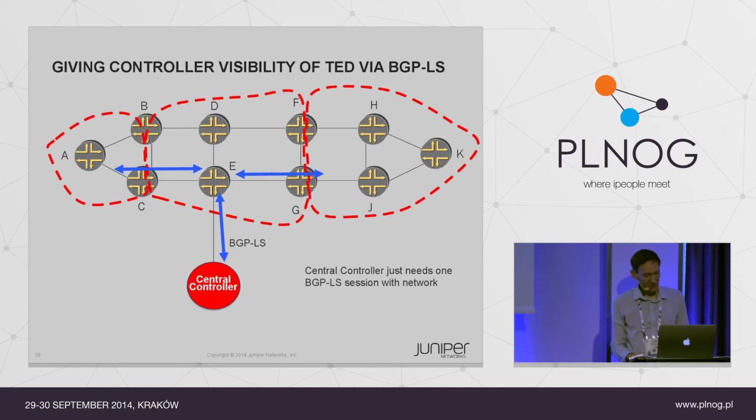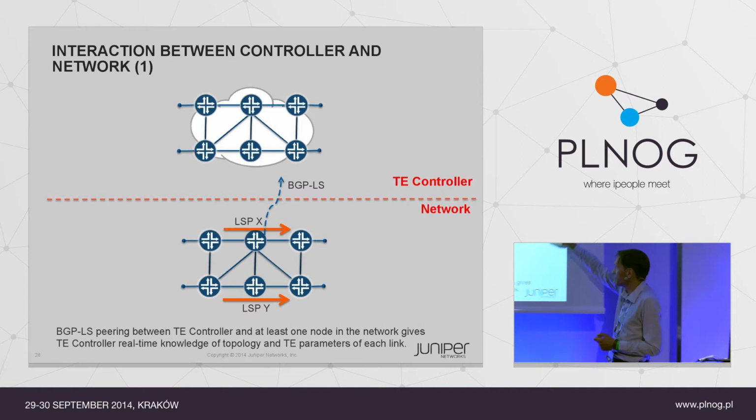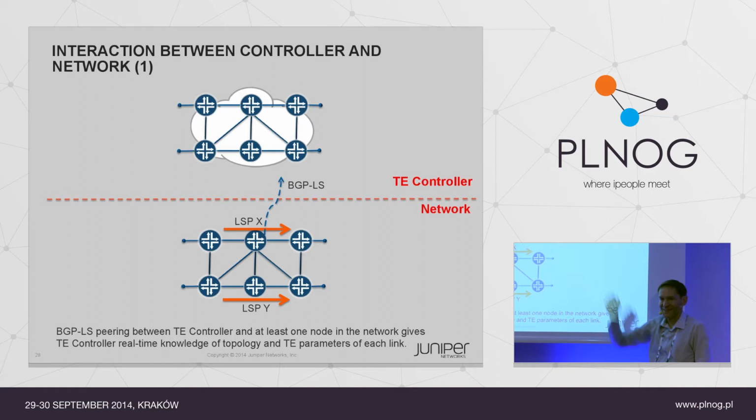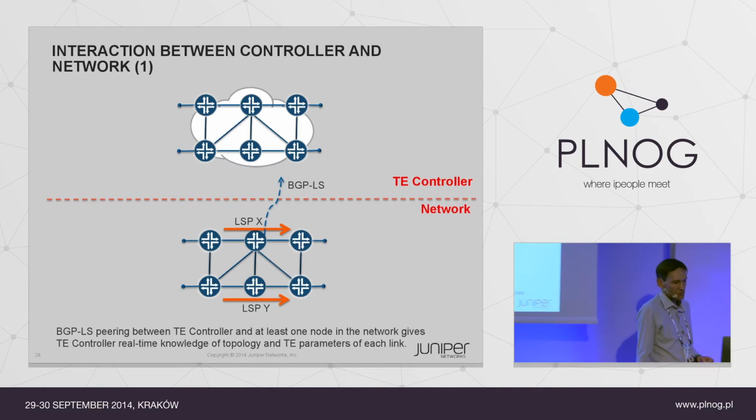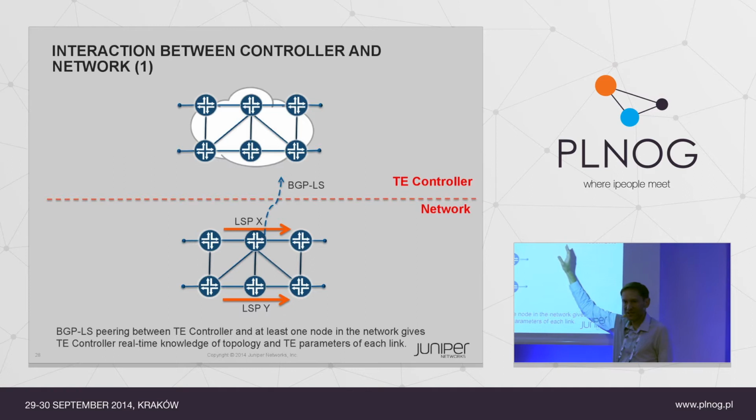If we put these protocol ingredients together, you arrive at the following model for how the TE controller has this real-time coupling with the network and the real-time control over it. Suppose in these diagrams below the dotted line, we've got the network itself, and above the line, we've got the TE controller's view of the world and how it learns that. If we set up a BGP-LS session between the network and the controller, as I already explained, the controller now has a view of the real topology of the network, the bandwidth availability on each link, the colours ascribed to each link, and the SRLGs that each link belongs to.